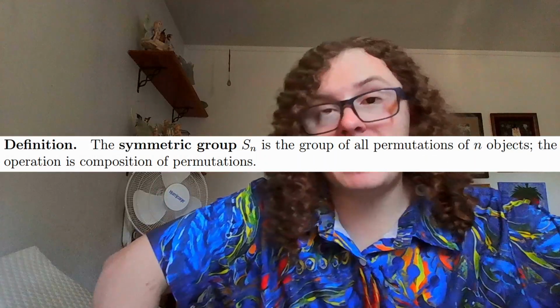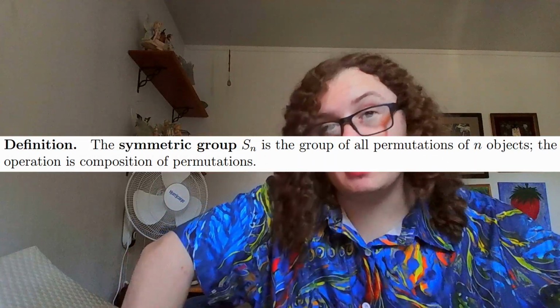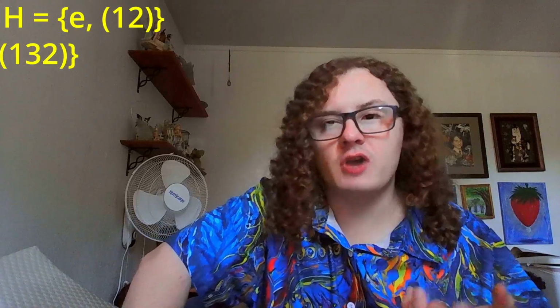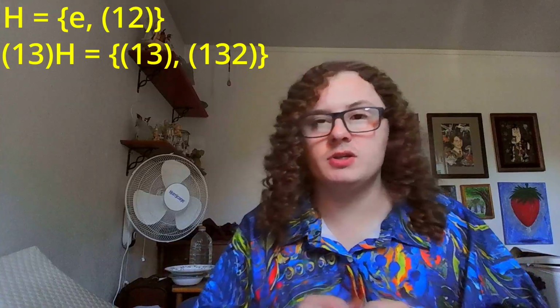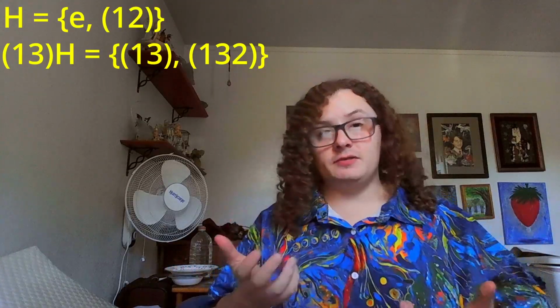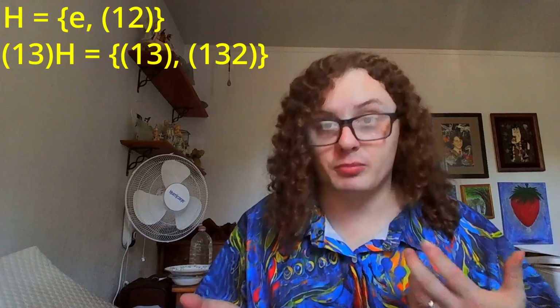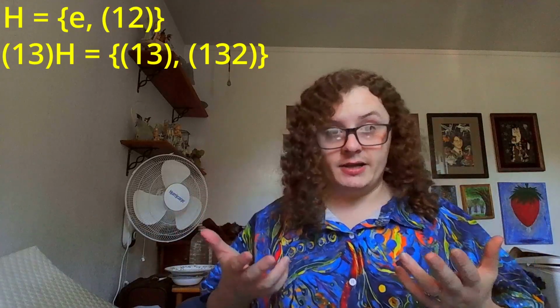Definition. The symmetric group Sn is the group of all permutations of n objects. The operation of it is composition of permutations. Consider S4. Take H equals <(1 2)>. If we form cosets of H and try to multiply them, we quickly run into trouble. The coset (1 3)H contains both (1 3) and (1 3 2), and using different representatives can send the product to different cosets. So here the coset product is not well defined.